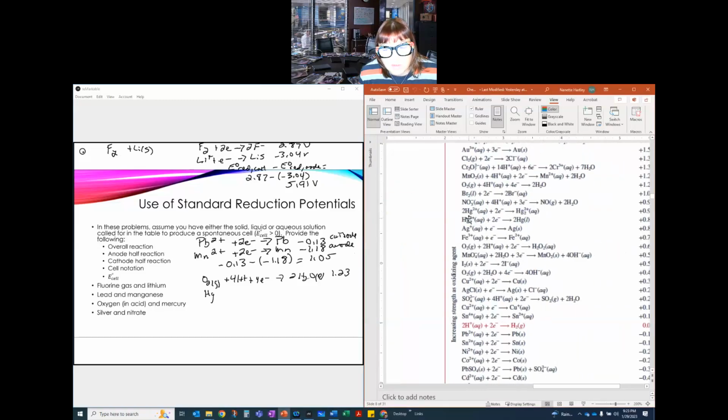So I have Hg2 2+ plus 2 electrons going to 2 Hg, and Hg2+ plus 2 electrons going to Hg. I suspect that the one I'm looking for is the one with the 2 Hg liquid. So Hg2 2+ plus 2e- gives me 2 Hg. And of course the value on that is 0.8.